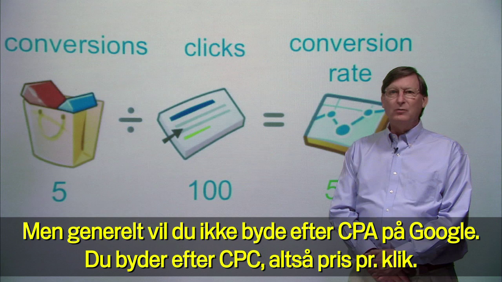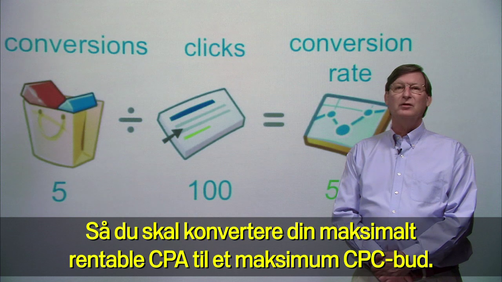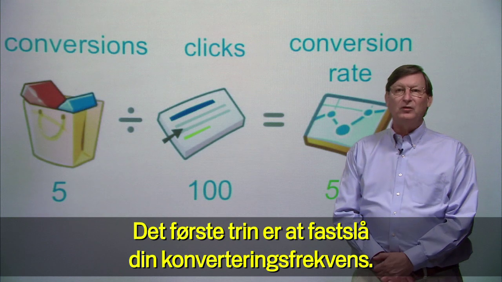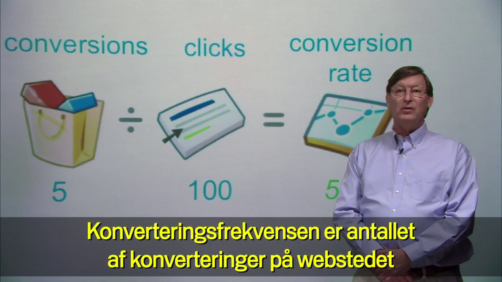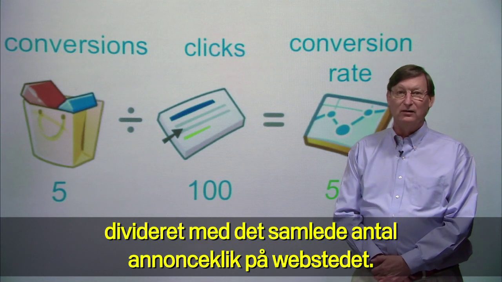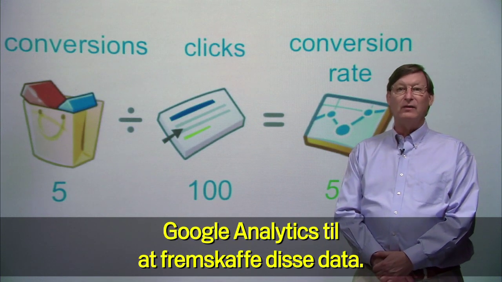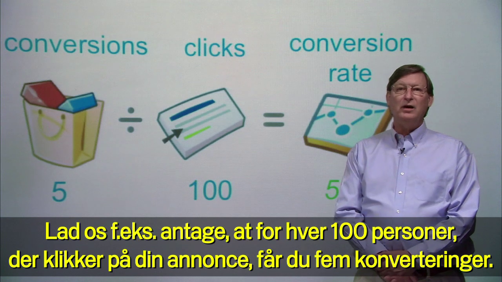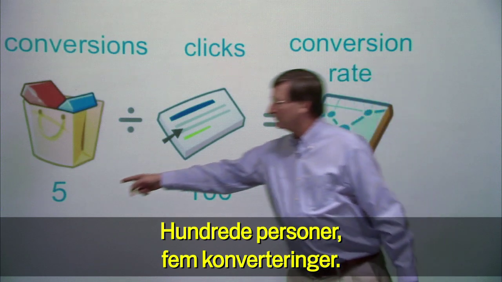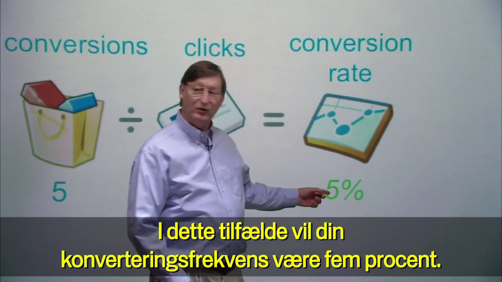In general, however, you don't bid by CPA on Google. You bid by CPC, or cost per click. So you need to convert your maximum profitable CPA into a maximum CPC bid. The first step is to determine your conversion rate. Your conversion rate is the number of conversions completed on your site divided by the total number of ad clicks to your site. You can use AdWords conversion tracking or a website analytics tool like Google Analytics to get this data. Let's say that for every 100 people that click on your ad, you get 5 conversions. In this case, your conversion rate would be 5%.